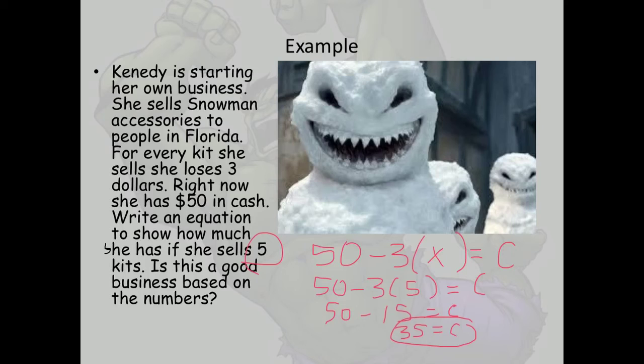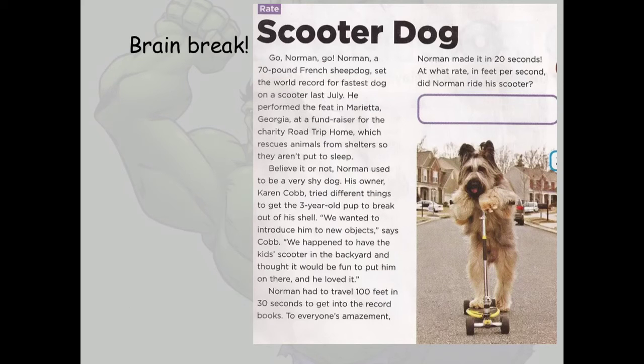Well, considering that she started with 50 and ended up with 35, I would say this is not a good business, because for every kit she sells, she loses $3. When we start talking about slope, you would say the slope of that line is -3, going down. Bad business.